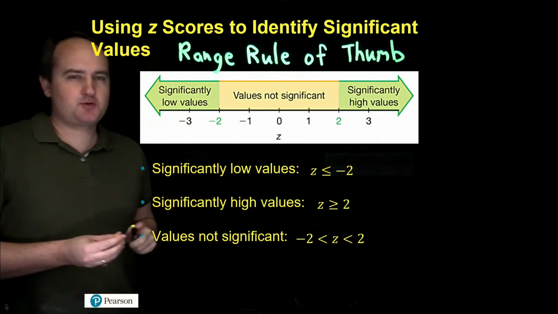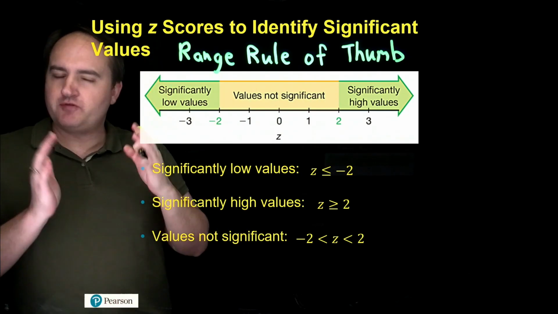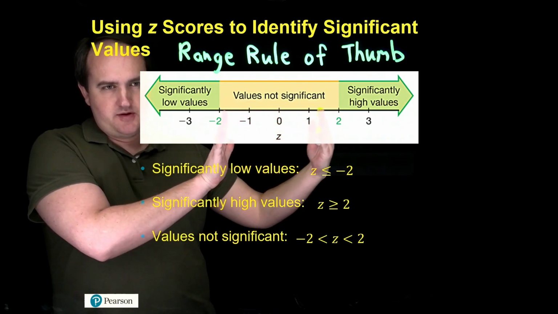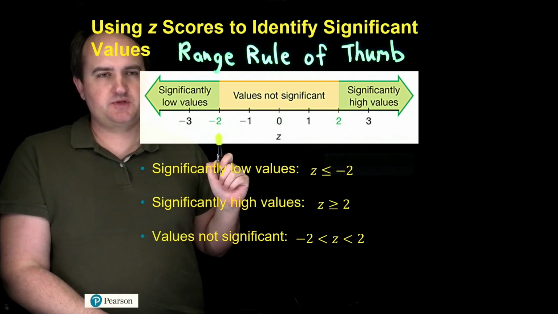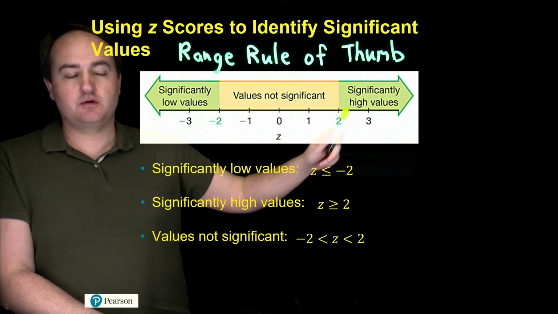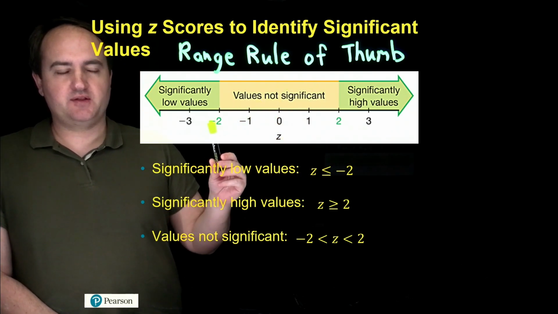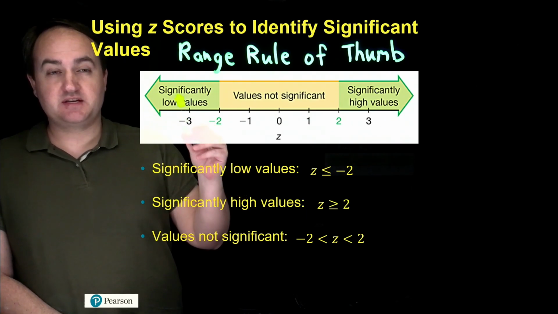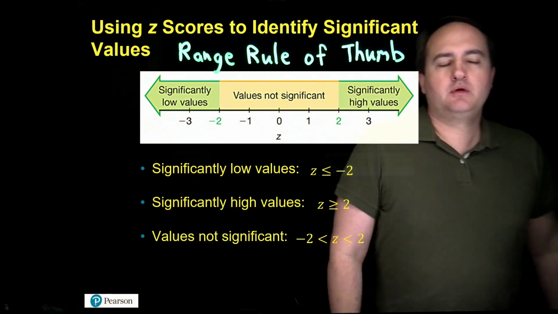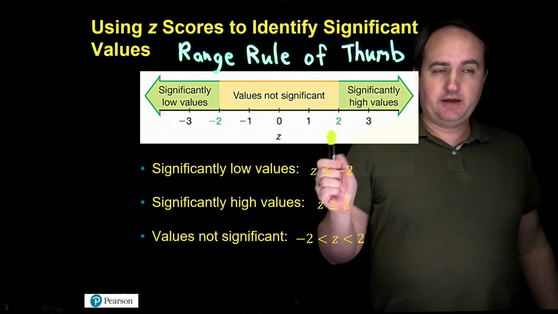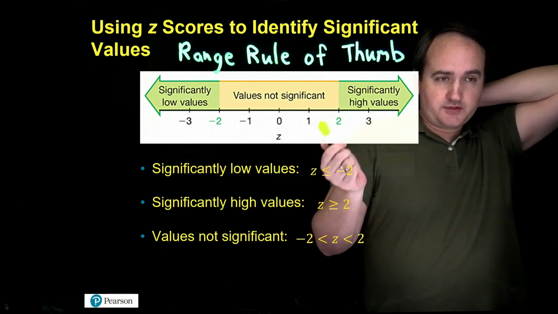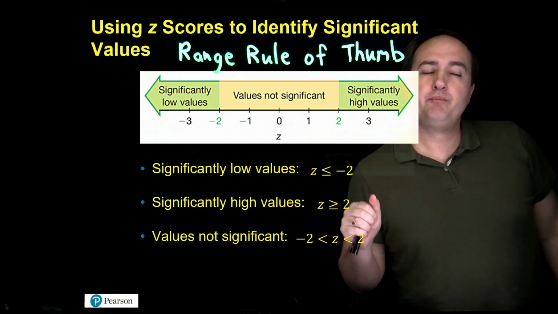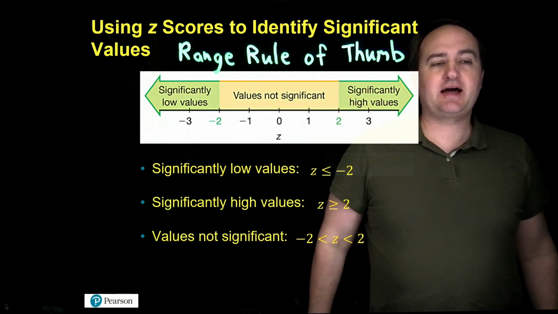But then the nice thing about z-scores is you can very quickly determine whether a value is not significant if your z-score is between -2 and +2 in this yellow portion, or if it's significantly low. If your z-score is smaller than -2, we automatically know that it's significantly low. And likewise, if your z-score is greater than or equal to +2, then the range rule of thumb says that data value is a significantly high data value.